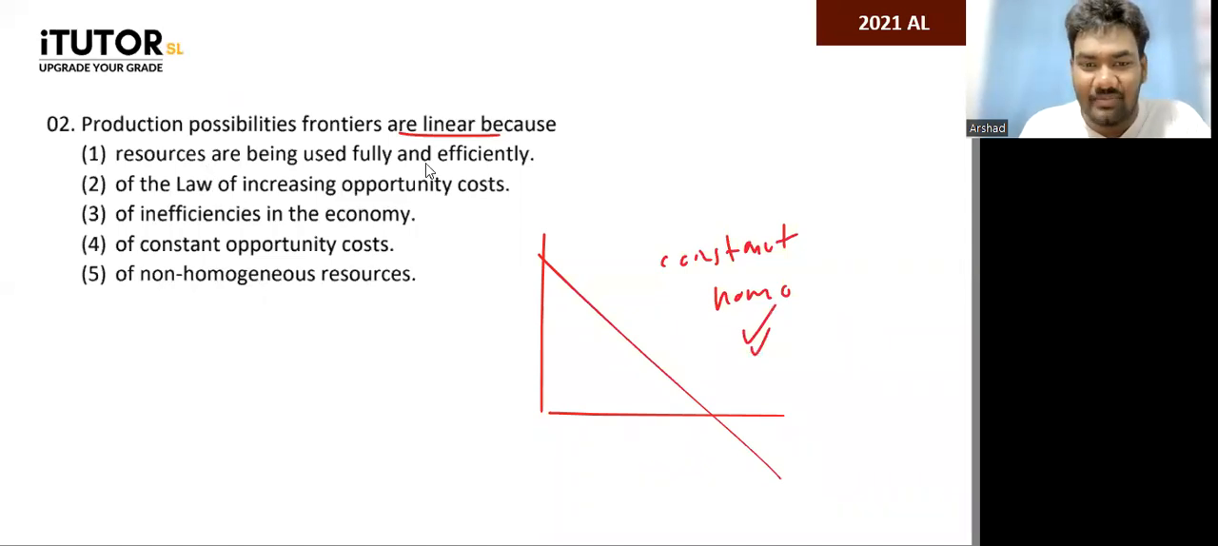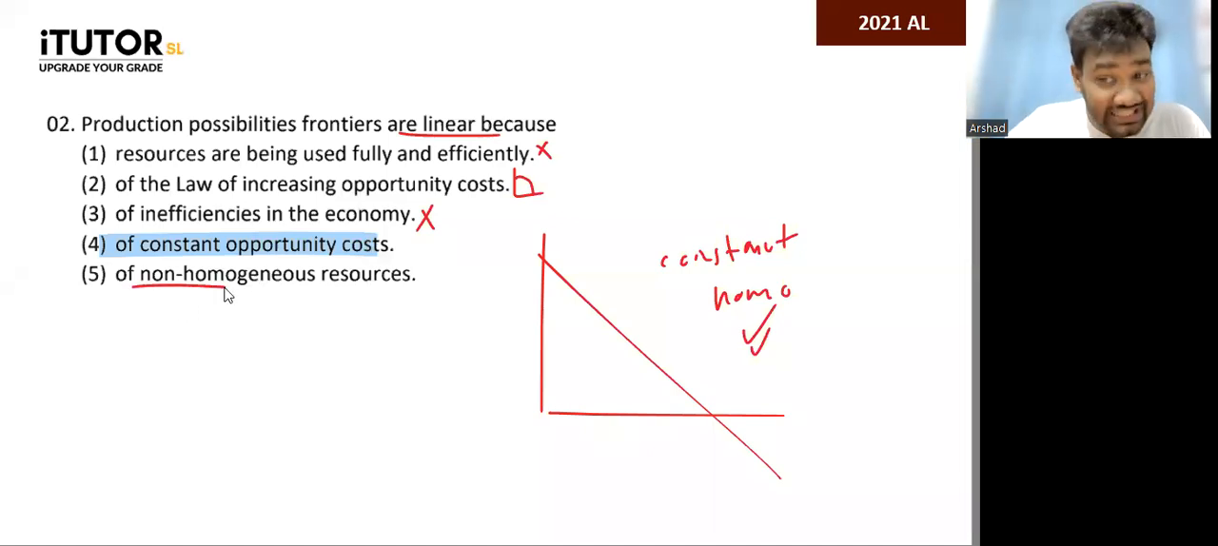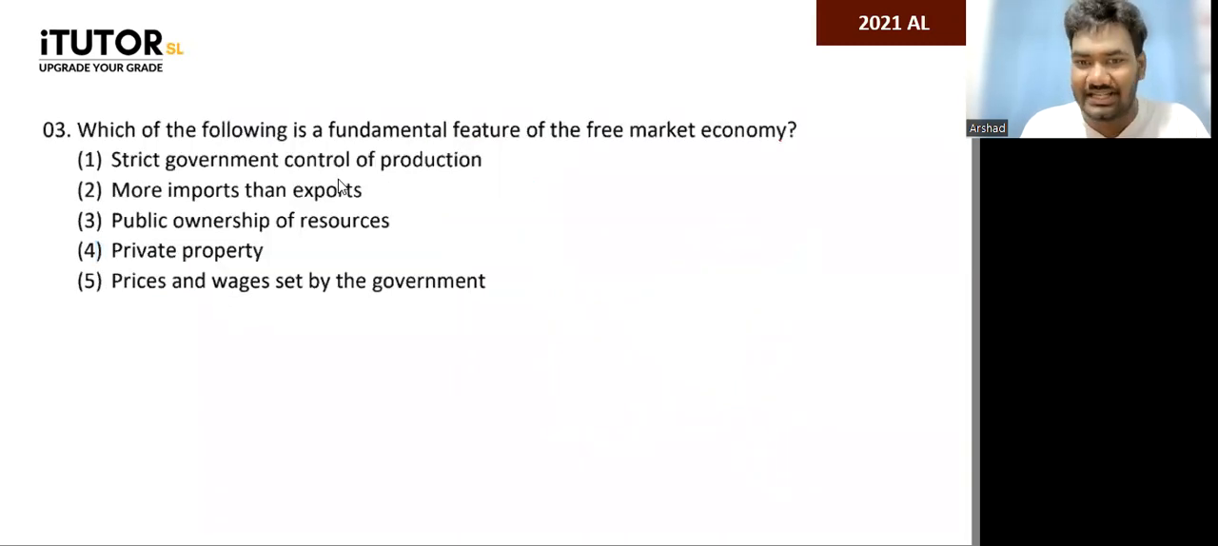See, resources being used fully and efficiently, that is not the reason why you have a linear PPC. Because of the law of increasing opportunity cost, you will have a concave PPC like that, right? Because of inefficiencies in the economy? No. Because of constant opportunity cost, what do you have? You have a linear PPC. In other words, a straight line PPC. Non-homogeneous? No. Non-homogeneous comes under increasing opportunity cost, right? Easy one. Done. Then we go to the next.